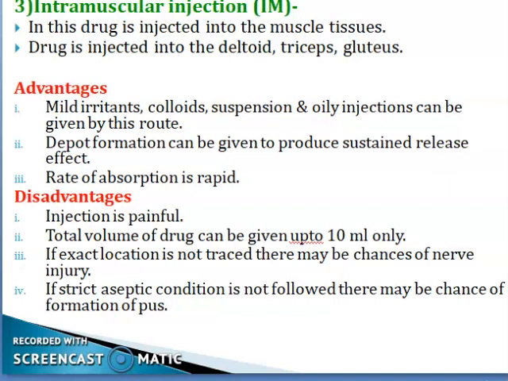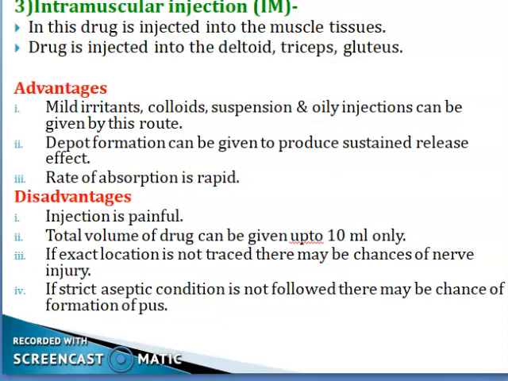Okay, so first one is mild irritants, colloids, suspensions and oily injections can be given by this route. So drugs which produce irritation, or colloidal or suspension drugs, or oily injections, can be given by this route. In case of the intradermal or subcutaneous route, we cannot use oily injections or suspensions or colloids. So this kind of injections can be given only by the intramuscular route.